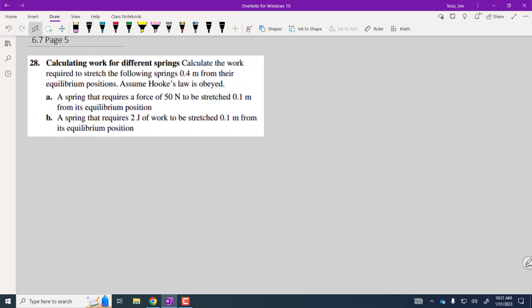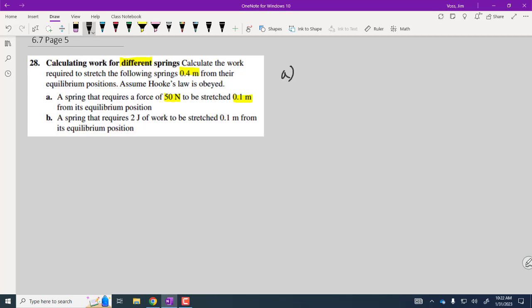Okay, so let's think about this one. So this says calculate the work required to stretch the following springs 0.4. So we're stretching 0.4 from equilibrium. So we're thinking about stretching it to the right. And these are two different springs. So the first one gives us information just like the last one. It says, oh, 50 newtons to stretch 1/10 of a meter. So for the first spring, it's going to look very, very similar to what we just did.